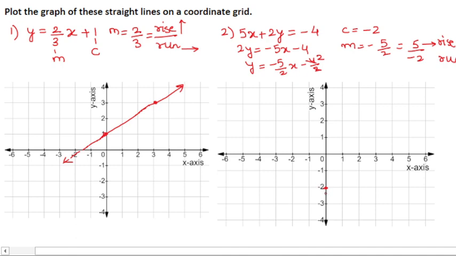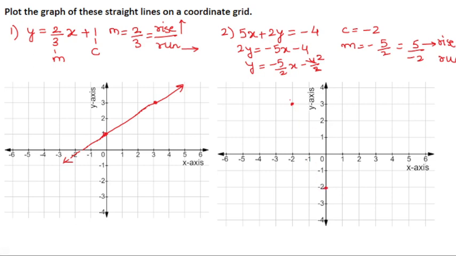Okay, now starting from here. So I have my negative 2, which is my intercept, and from here I'll rise 5 up, 2 left. So 5 up, 1, 2, 3, 4, 5, and 2 left, 1, 2. Mark this point. I repeat again. 5 up, 2 left. This is my point. So simply join these 2 points, and you get your straight line.